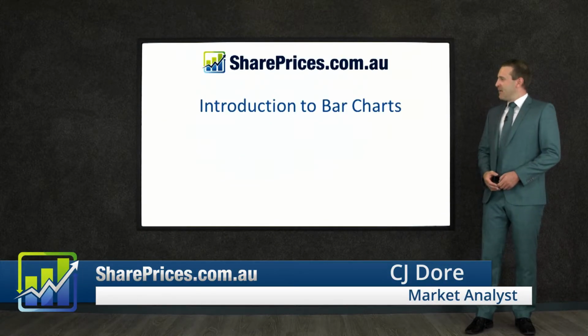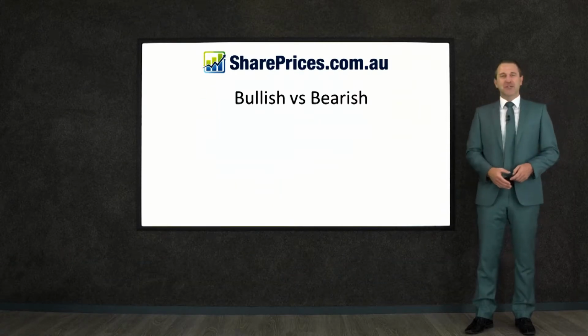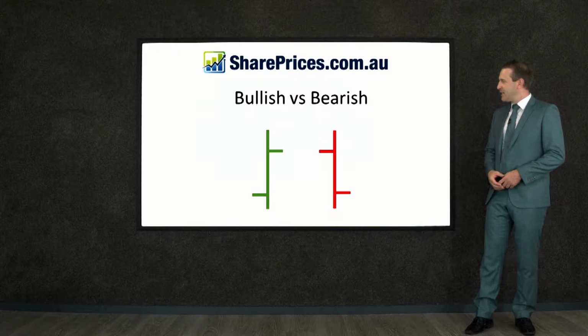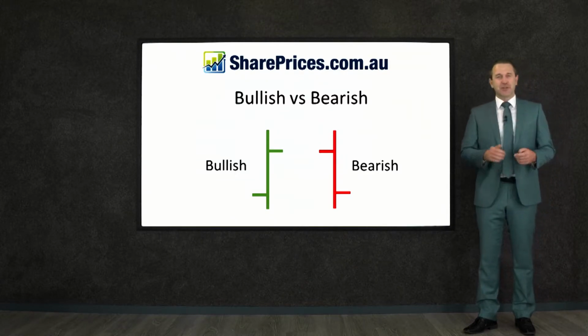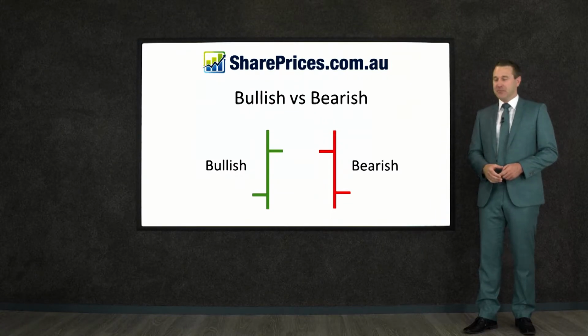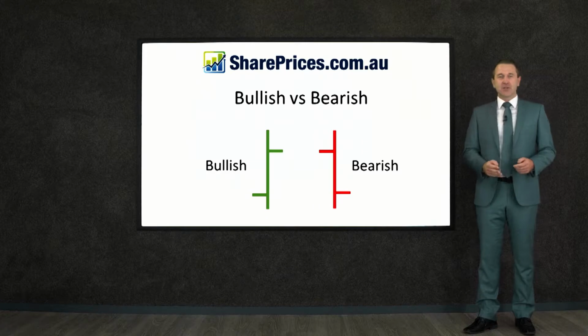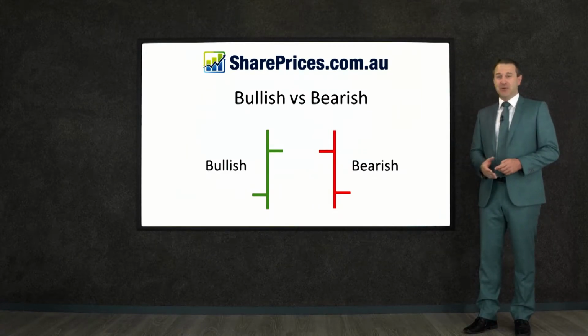What we're going to look at now is our introduction to bar charts, in particular, bullish versus bearish. So let's bring them up and have a look here. What we've got is the green and the red. Now the green is bullish. Green is good, green is go, green represents upward share price or market movement. And then we've got the red, and red, as always with stock market protocol, is a bit of a warning sign. It's downward share price or market movement.